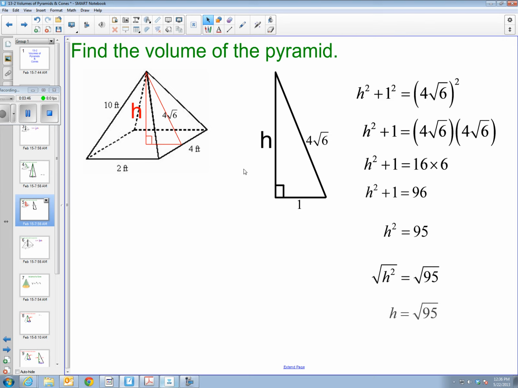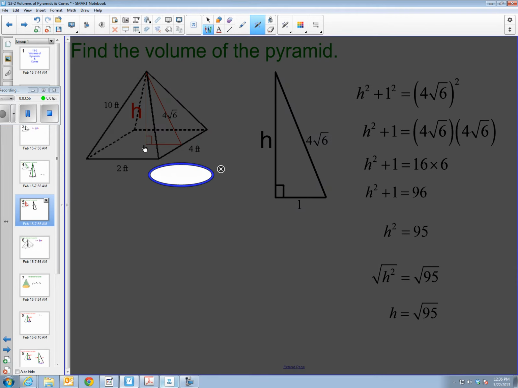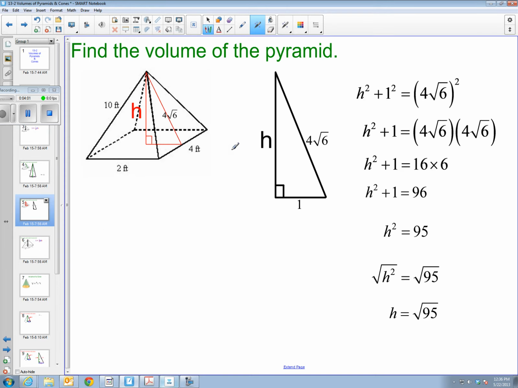As you'll remember, the volume of a pyramid is one third the area of the base times the height. We did those calculations simply to find the value of h, which is the height of our pyramid. We do not need to use slant height here. We need to use height in our formula.